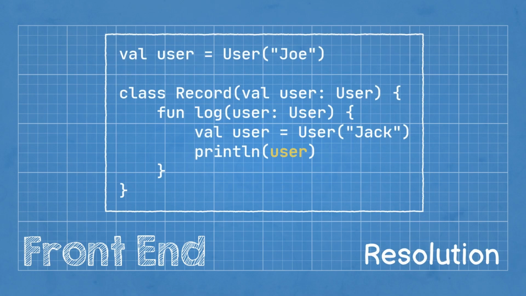So if we had a more complex code example that refers to a variable named user, well, the front end part of the compiler is the part that figures out which thing named user you're talking about. So if you're referring to a global variable or a property of an object or a function parameter or a local variable, that kind of thing.